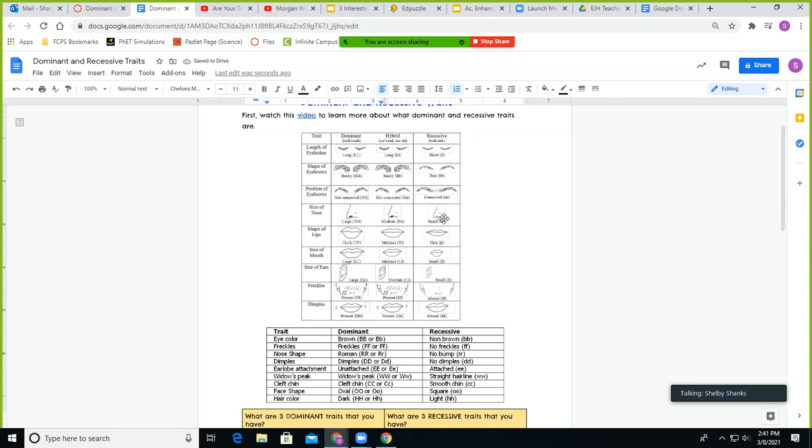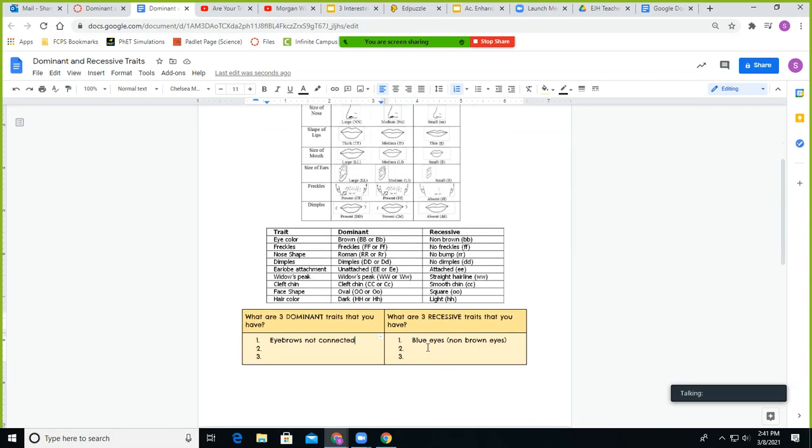All right. So just use both of these tables here to help you figure out 3 recessive traits and 3 dominant traits that you have. I'm going to fill out my own while you guys are filling out yours.